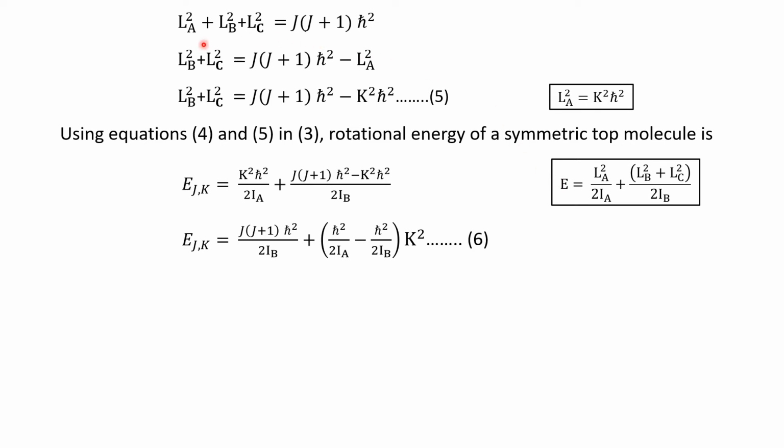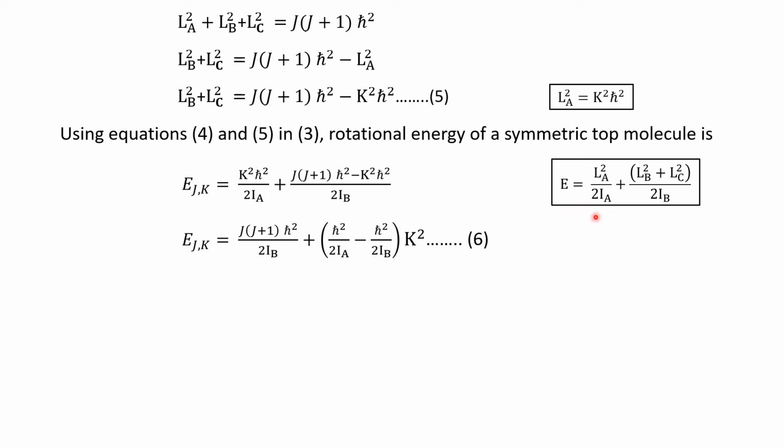So here we have La square plus Lb square plus Lc square is equal to J into J plus 1 H cut square. So Lb square plus Lc square will be equal to this one. And then we know that this La square is equal to K square H cut square. So putting the value of K square H cut square here, we can have Lb square plus Lc square is equal to this one.